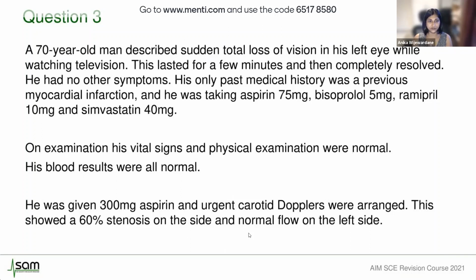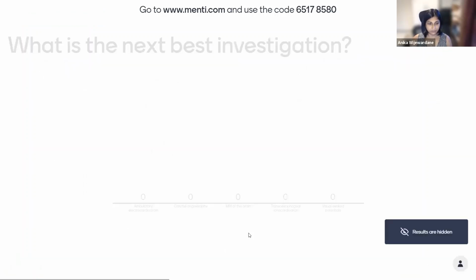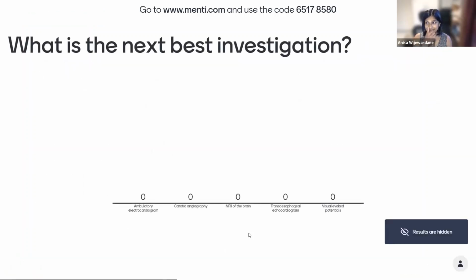Okay, so 70-year-old vascular patient who had sudden monocular visual loss in his left eye, a normal neurological examination, and his Doppler showed a 60% stenosis on the right and a normal flow on the left. So that should actually read 60% stenosis on the right side and normal flow on the left. So what's the next best investigation?